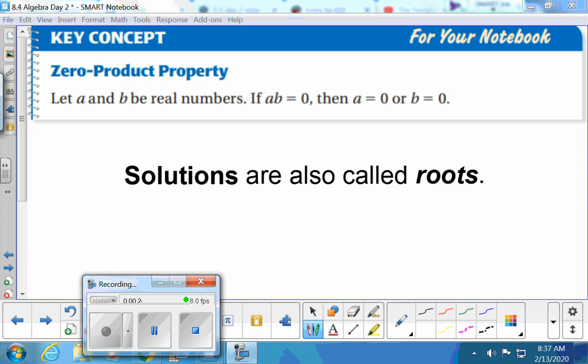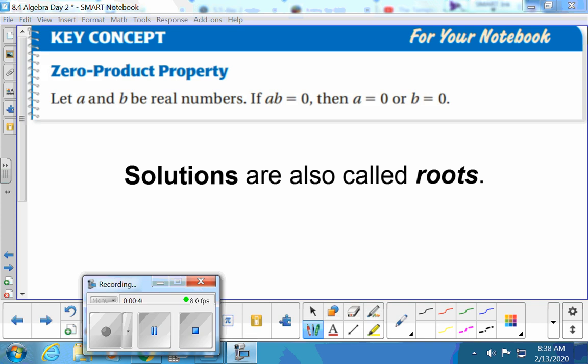Alright, we're on the video. We are talking about the zero product property today. Here's how it works. Let A and B be real numbers. If A times B is 0, then something must be true: either A is 0 or B is 0. And I'll show you how we're going to be utilizing that zero product property today.